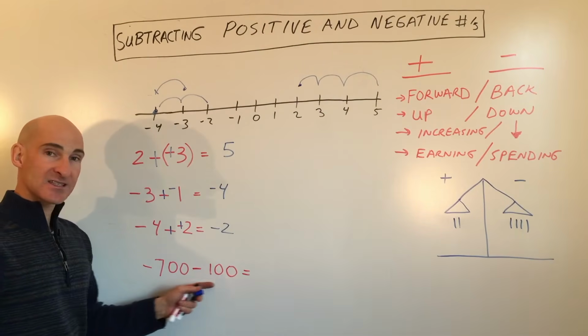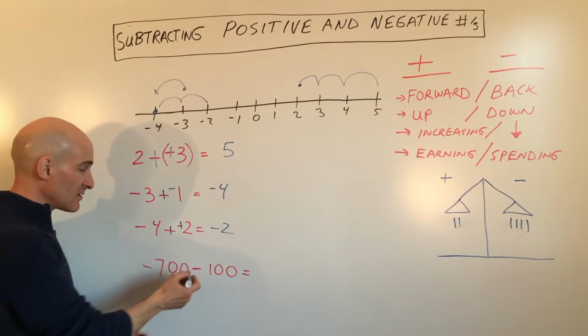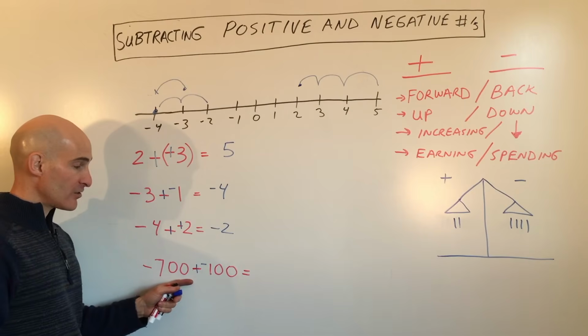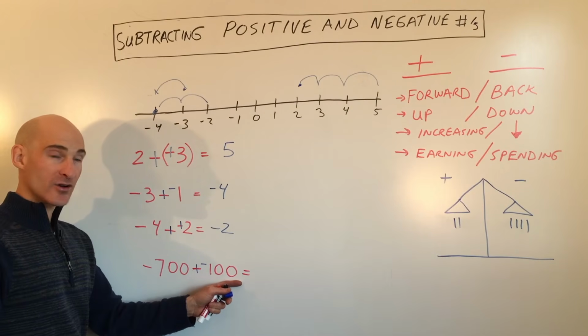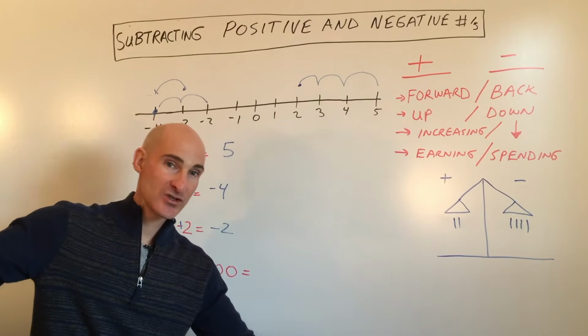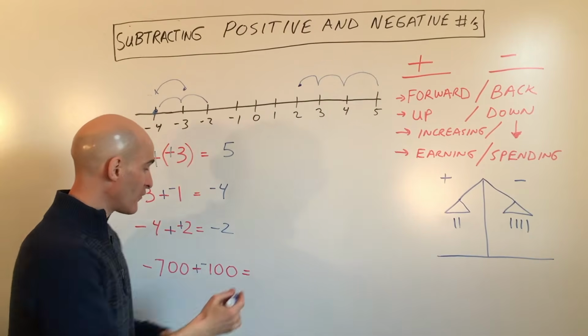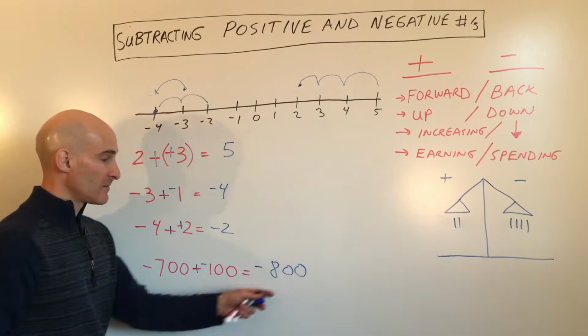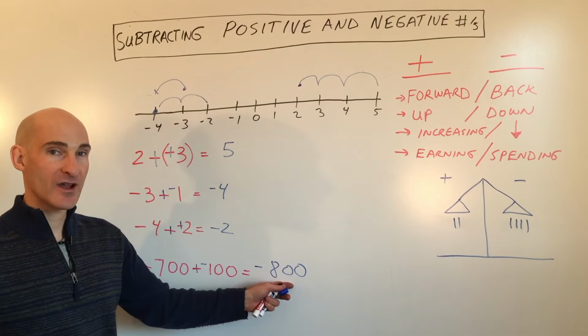Okay, last example here. We're subtracting, so that's like adding the opposite. We have a -700 plus a -100. Okay, so you spend $700 plus you spend another $100. So far you've spent $800. So you've decreased whatever was in your account, let's say by $800.